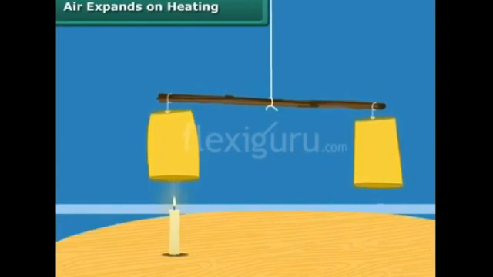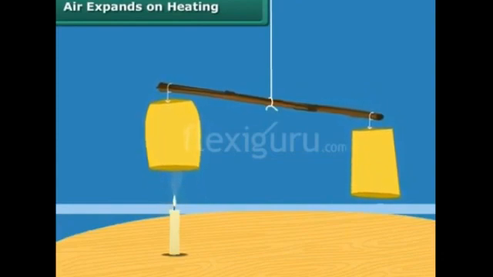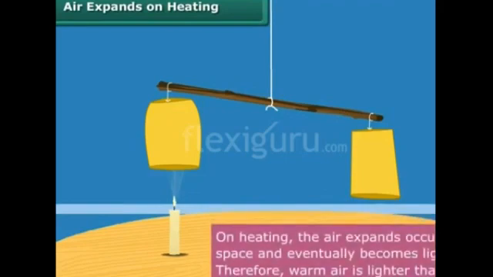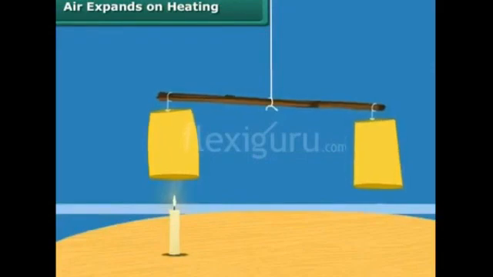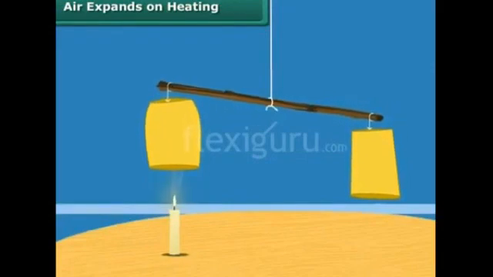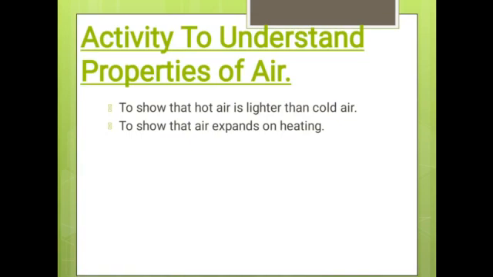We notice that the balance of the two bags got disturbed. This is because as the warm air rises up, it pushes the bag above the candle. So we conclude that on heating, the air expands, occupying more space, and eventually becomes lighter. Therefore, warm air is lighter than cold air. So children, that is the reason why smoke always goes up. We have watched the video and seen that hot air is lighter than cold air and air expands on heating.